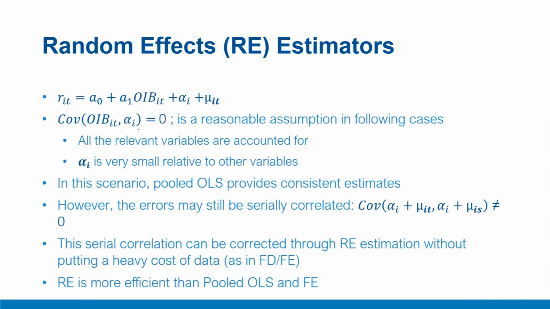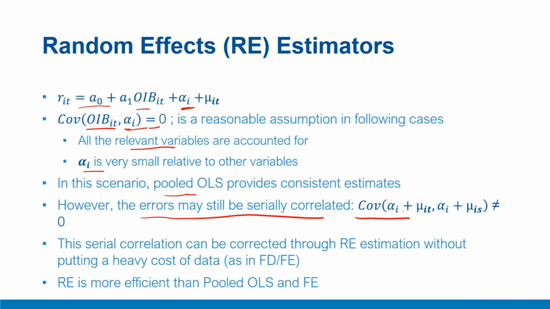However, if you have a reason to believe that this covariance between OIB and alpha is very close to zero, this sometimes is a reasonable assumption. In some cases, for example, you may have included all the relevant variables and accounted for them, and therefore you have less reason to believe in a large value of alpha. Similarly, a priori from theory you believe that the relationship is like this only, and the presence of alpha is likely to be very small relative to variables like OIB, and therefore this correlation may be almost zero. In this scenario, you may believe that pooled OLS, or something closer to pooled OLS, may provide consistent estimates. However, the errors may still be serially correlated.